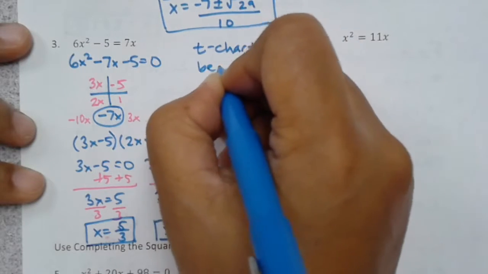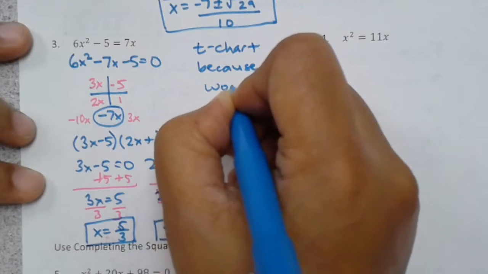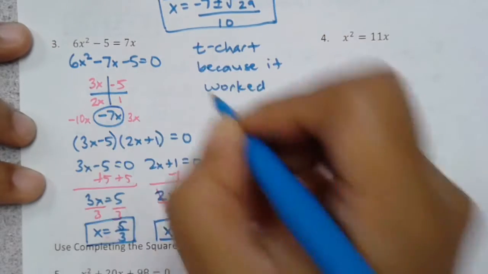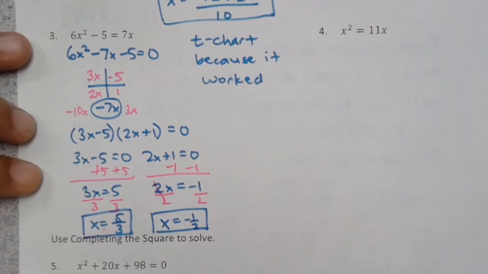Why? Because it worked. Now, if the T-chart doesn't work and you tried all the different numbers, then you would use a quadratic formula.